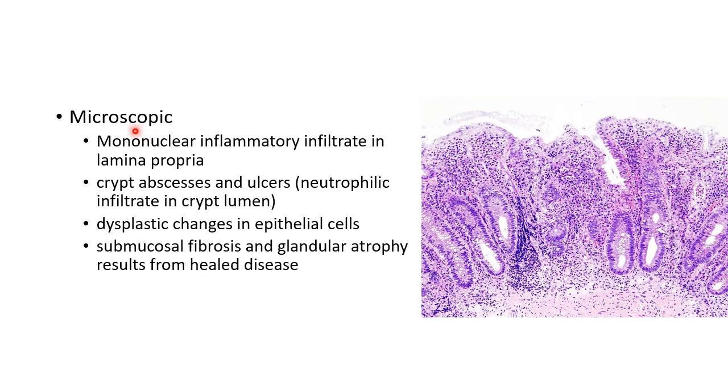Now let us see about the microscopic features of ulcerative colitis. There will be mononuclear inflammatory infiltrate in lamina propria, as you can see in this picture. Other features include crypt abscesses and ulcers with neutrophilic infiltrate in crypt lumen, as you can see in this picture. There may be dysplastic changes in epithelial cells and submucosal fibrosis and glandular atrophy resulting from chronic disease.